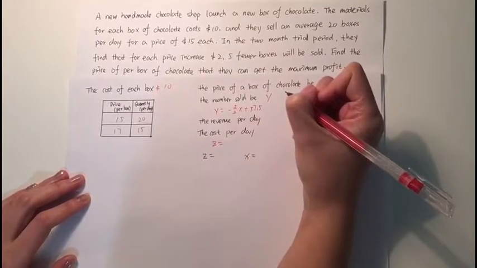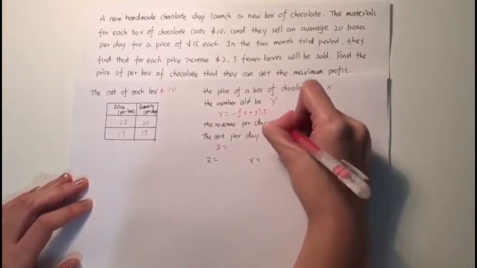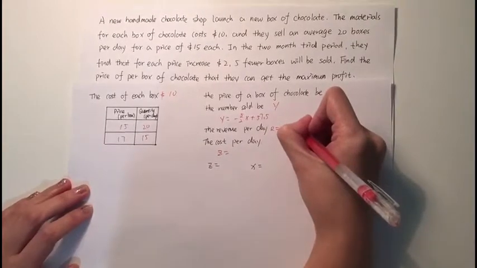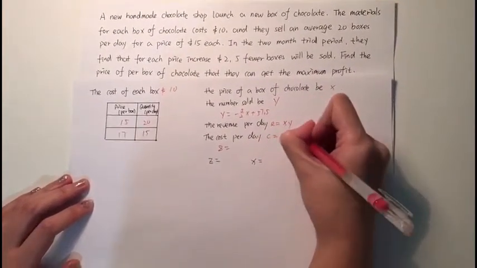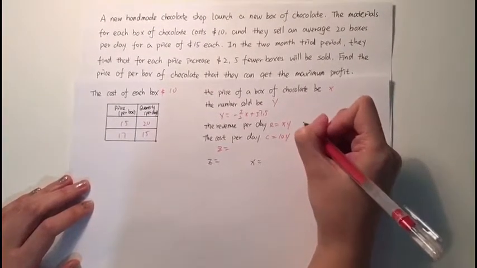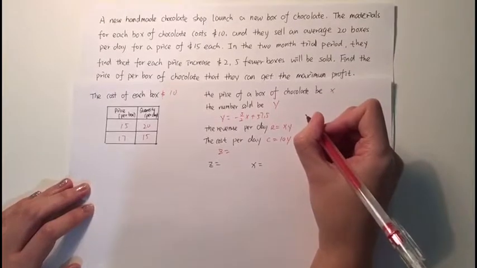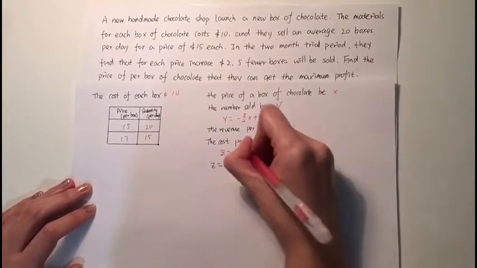The revenue from selling this chocolate is R equals x multiplied by y. Let the cost be C. We are told C equals 10 multiplied by y. The profit Z is revenue minus cost. Then we can get the Z function. Simplify the Z function to vertex form, and we can get the final function.